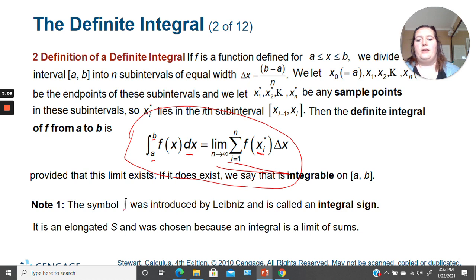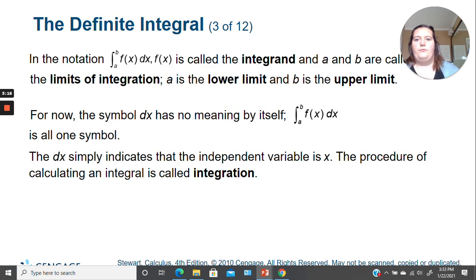A quick thing about the integrand or the integral sign. You'll see it used both ways. It was created by Leibniz. So it's called an integral sign, also called an integrand. You can see here again the integrand, and the limits of integration: lower limit a, upper limit b. If you're thinking about what those are, they're on the x-axis, so it's from left to right. A is always on the left, b is always on the right.